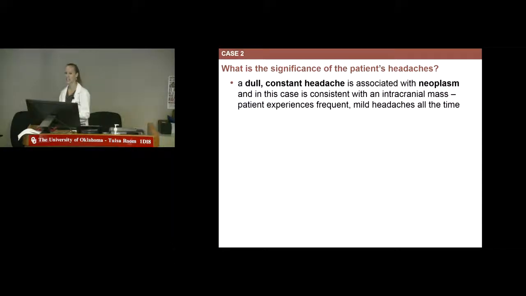Significance of his headache. A dull, constant headache is actually associated with neoplasm. This guy, I don't know, maybe I wouldn't say, oh yeah, his headaches, he definitely has a brain tumor. It's consistent, but it is not necessarily indicative of his pathology.